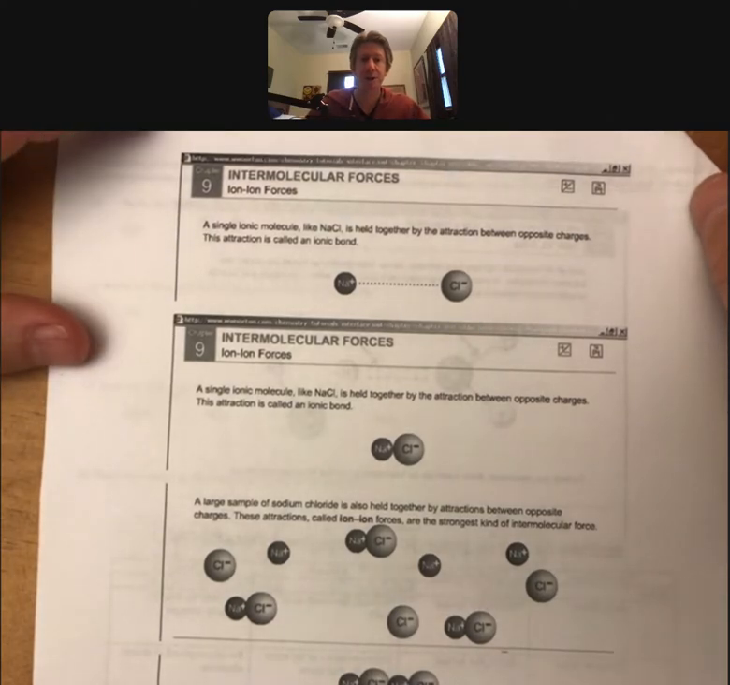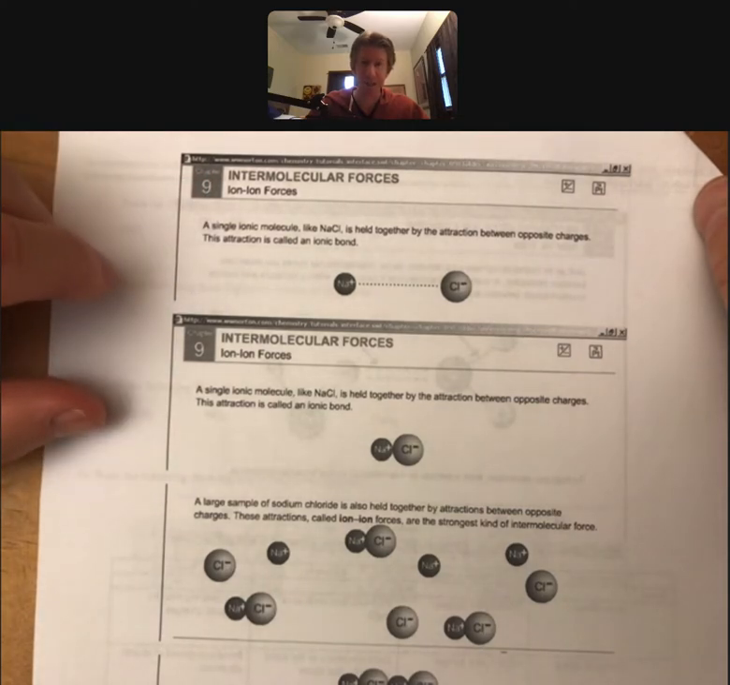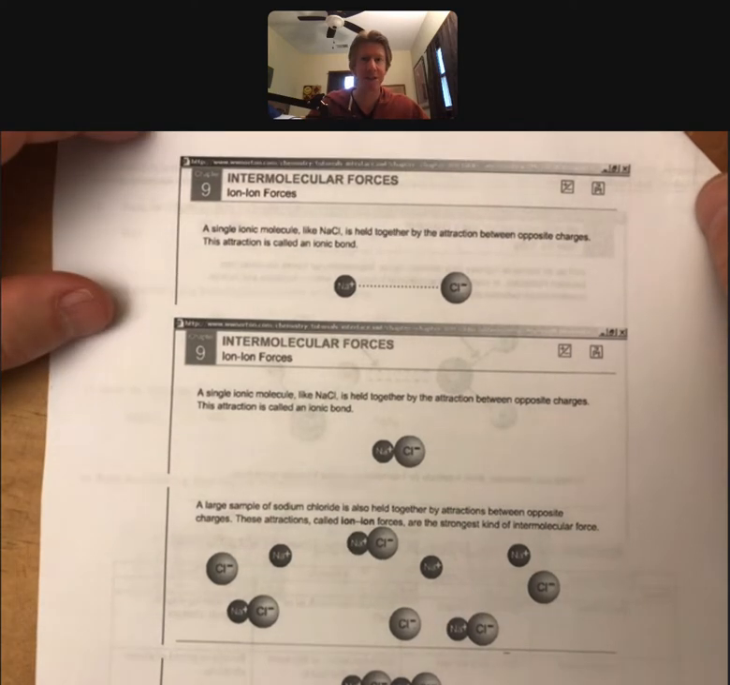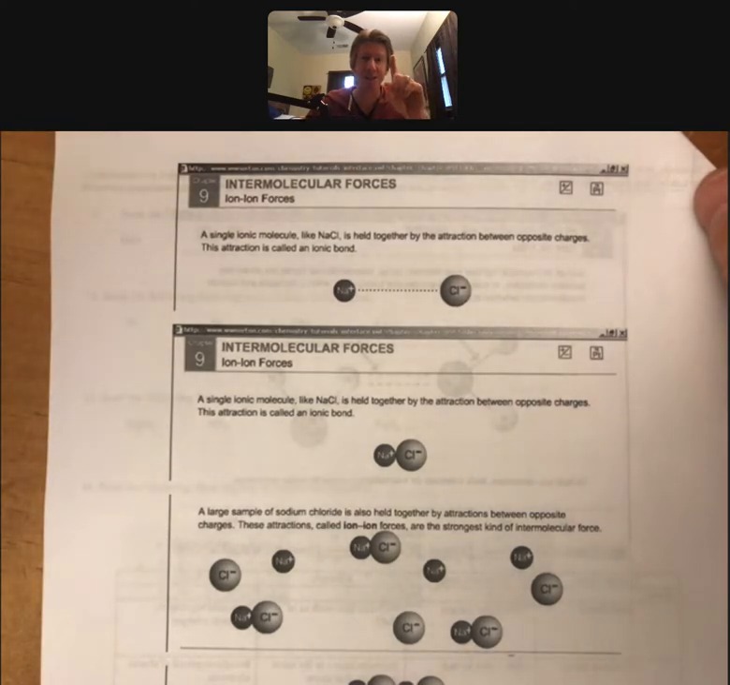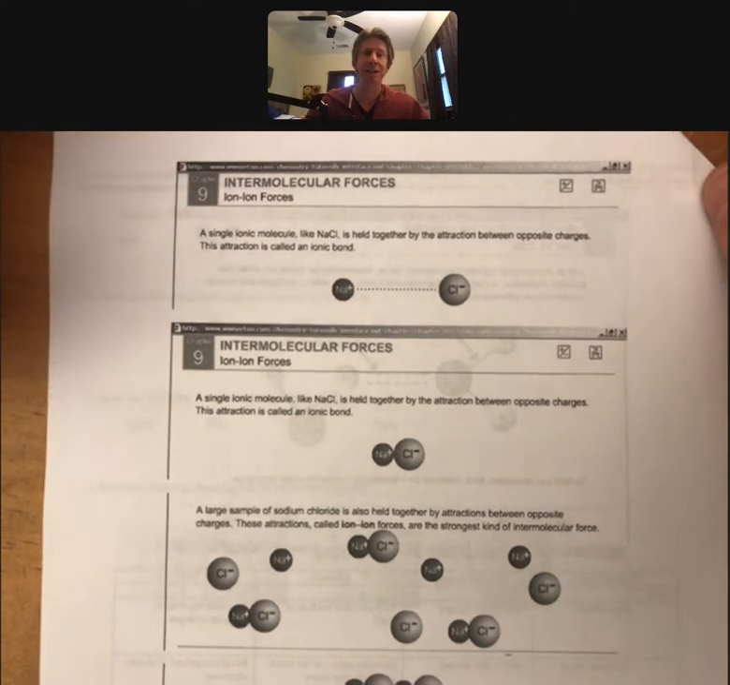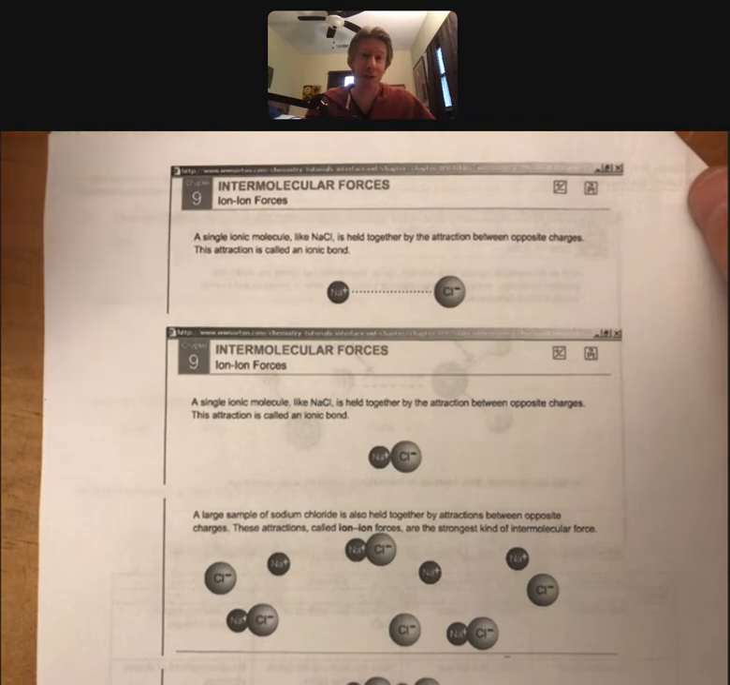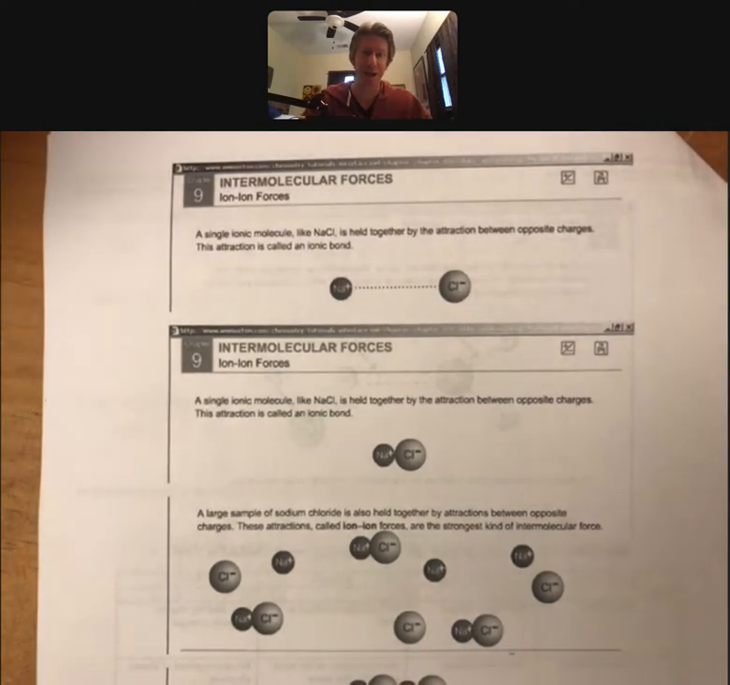This is a review of ion-ion forces, and we will see that ion-ion forces are exactly the same thing as ionic bonds. We give them two different names because of how important they are. They're important in two different sets of circumstances. In one set of circumstances, it's called an ionic bond, because an ionic bond is the force of attraction between two ions that makes ions form bonds.